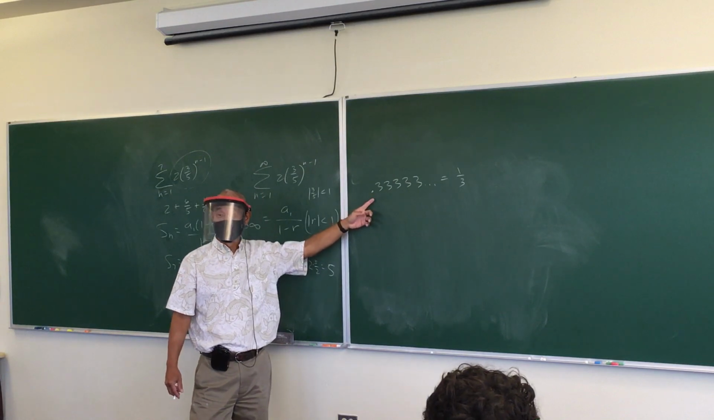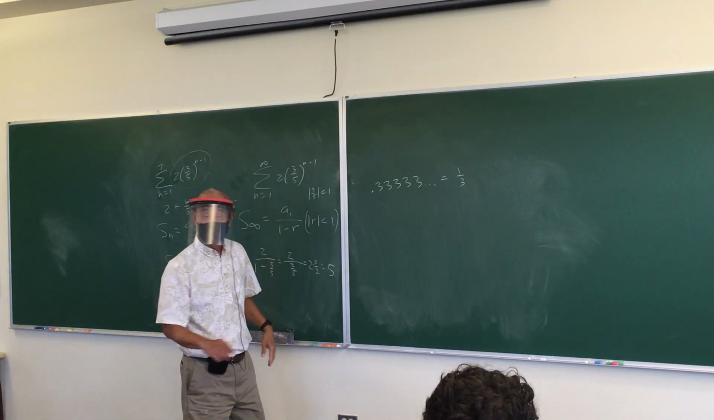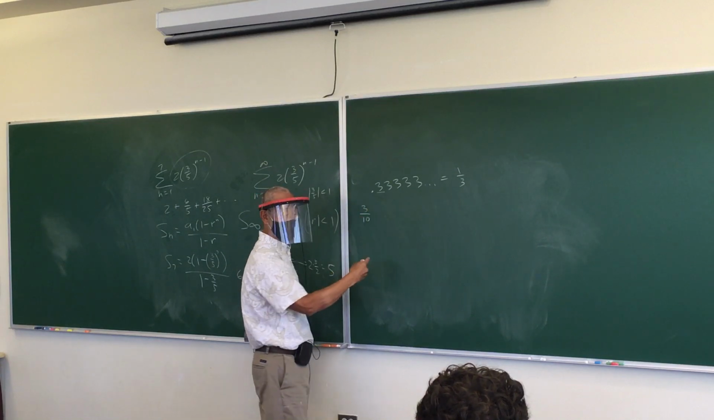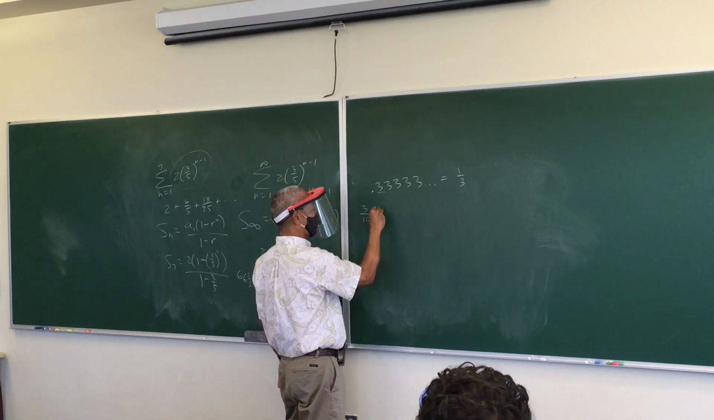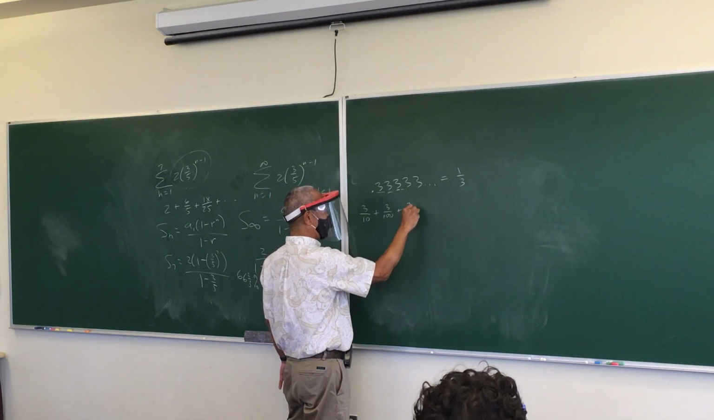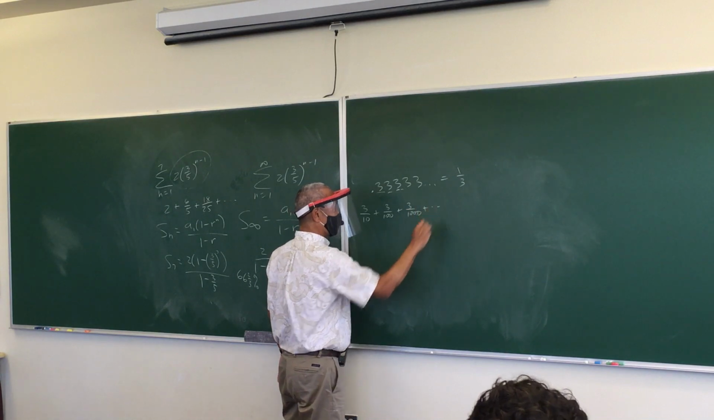This is an infinite geometric series. You guys probably just never thought of it that way. Because look, what does that stand for? Doesn't that stand for 3/10? Because that's in the 10th place. What does this stand for? 3/100. What does that one stand for? 3/1,000. And so forth forever.